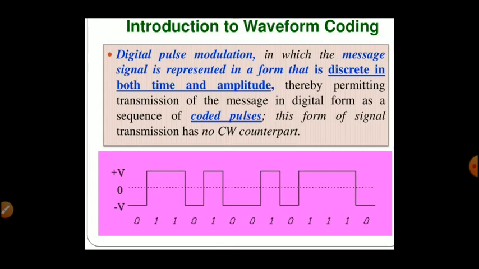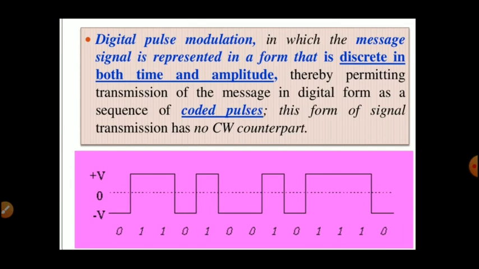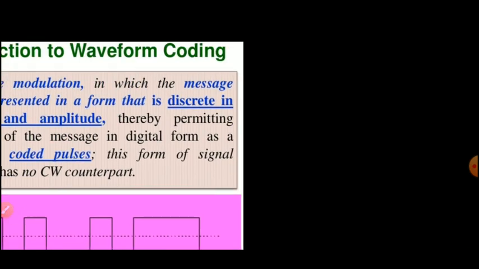Introduction to waveform coding. Digital pulse modulation, in which the message signal is represented in a form that is discrete in both time and amplitude. The figure shows coded pulses which represent 0 and 1, 1 0 1 0, etc. That is, plus V indicates 1 volt, minus V indicates 0 volt.